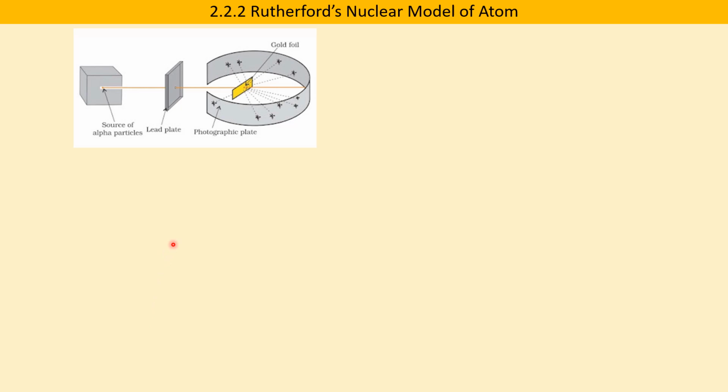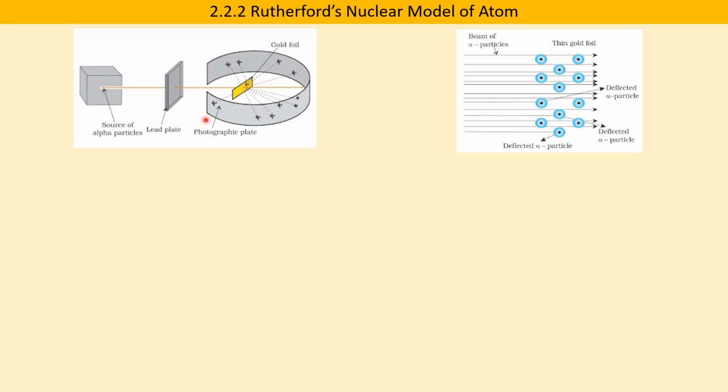Here, please see the Rutherford scattering experiment setup. There is a source of alpha particles, and the alpha rays pass through a lead plate. He kept a lead plate and a photographic plate. A stream of high energy alpha particles from a radioactive source was directed at a thin foil, this gold foil, of thickness approximately 100 nanometers. The alpha particles from the radioactive source fall on this.